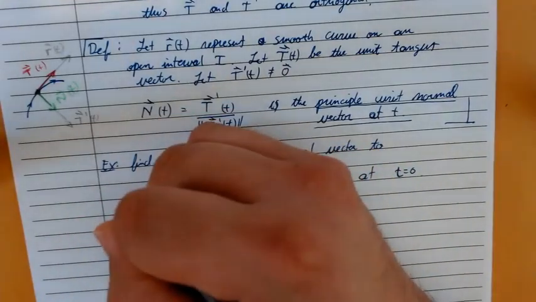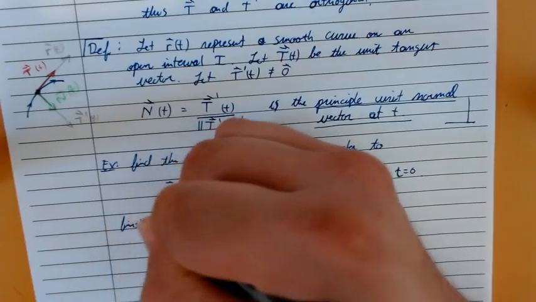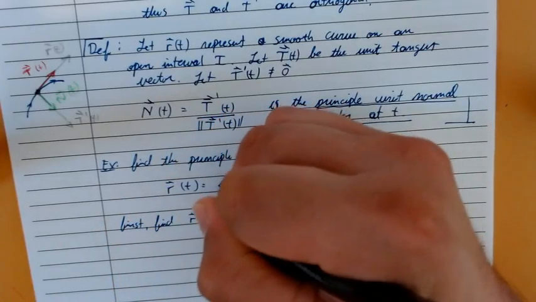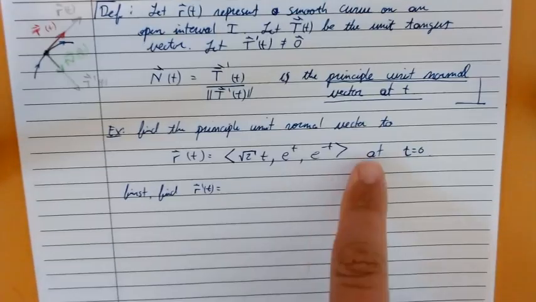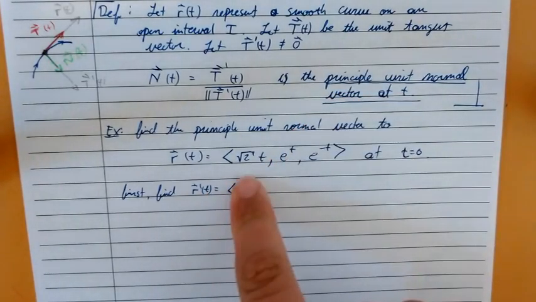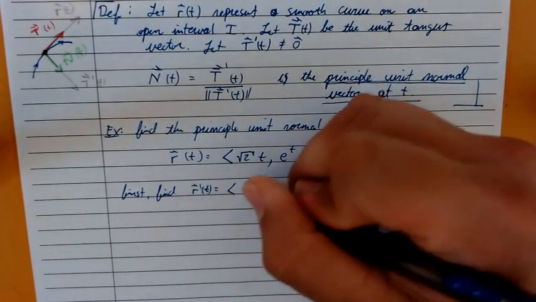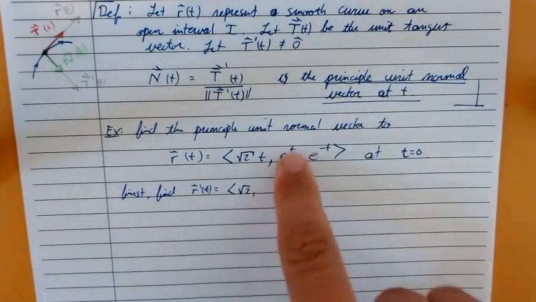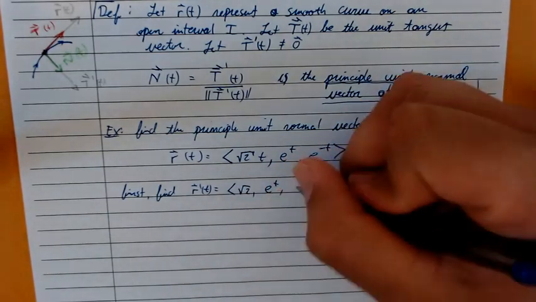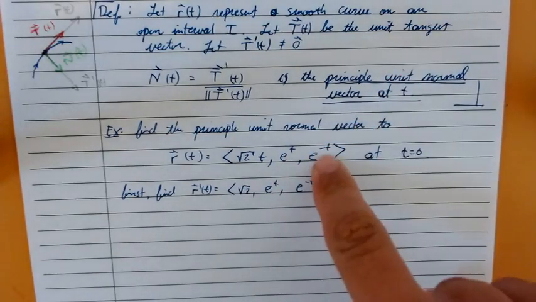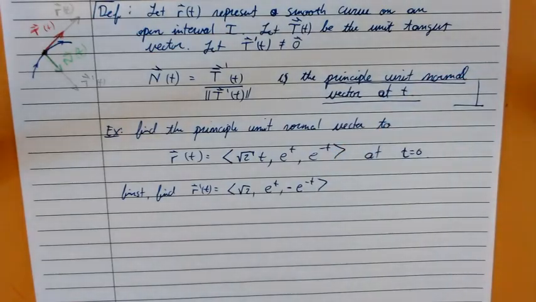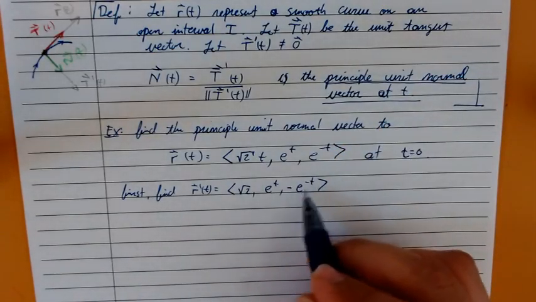First, we need to find r prime of t. Can't plug in the number, got to use that as it is. Well, that's not too bad. The derivative of root 2t is just root 2. The derivative of e to the t is going to stay e to the t. And the derivative of e to the minus t is e to the minus t, but because of the chain rule, the derivative of minus t is minus 1. I can write that as minus 1 e to the minus t, or more simply just minus e to the minus t.